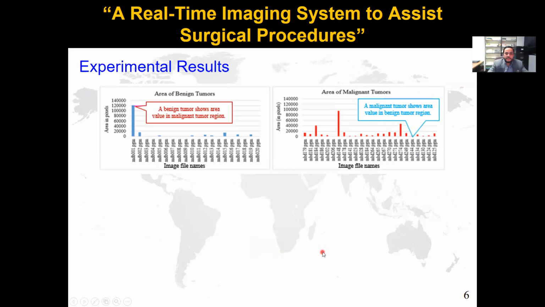Now I'll share some results. Both results here show the area of either benign tumors or malignant tumors. Left-hand side is for benign tumors, right-hand side for malignant tumors. What we observe is that for some benign cells or tumors, it shows a very high area value.